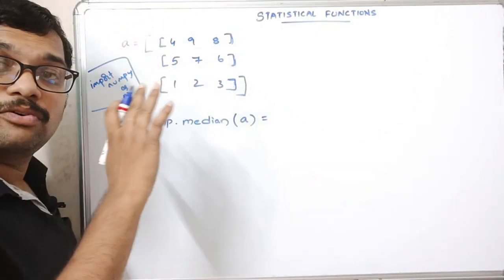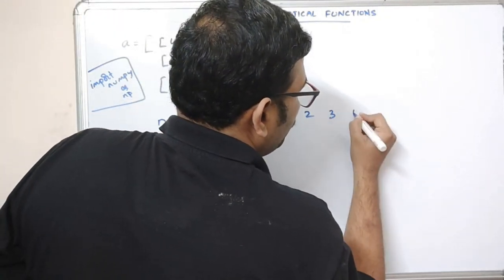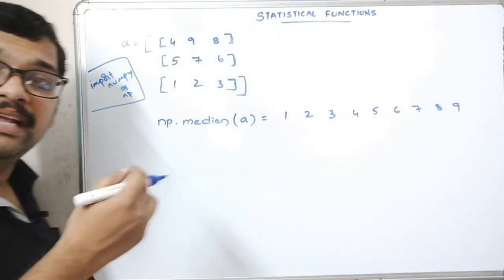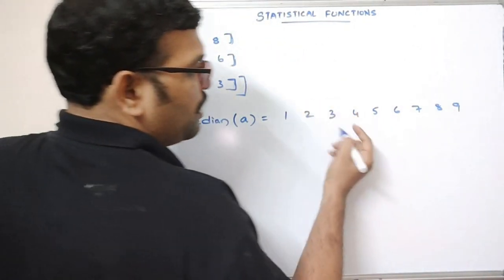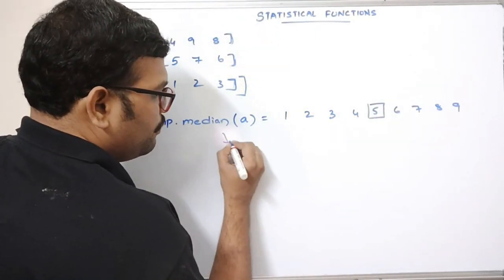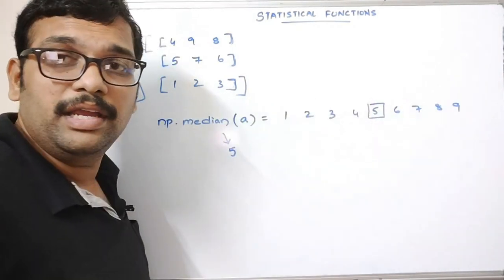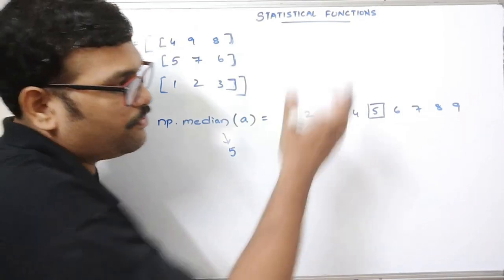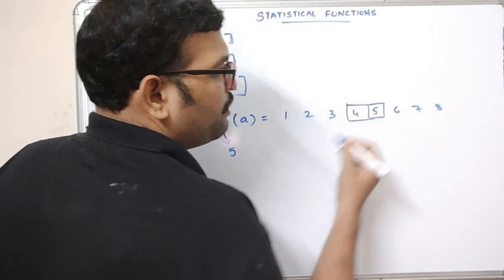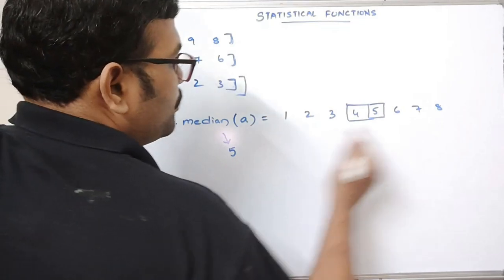Here first we have to sort the elements. So the elements will get sorted: 1, 2, 3, 4, 5, 6, 7, 8, and 9. And median means finding the middle element. So you can find the middle element. This is the middle element, right? So the result of this one will be 5, the middle element. If the number of elements is even, then we have to consider 2 elements. For example, if there are only 8 elements, then we have to consider 4 and 5 as the median. We will get the result as 4 and 5.